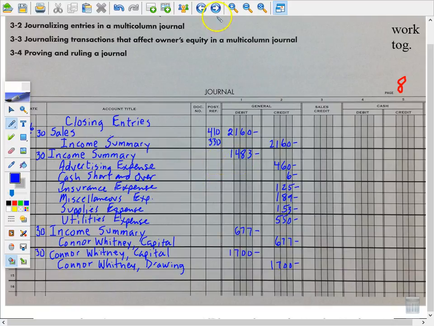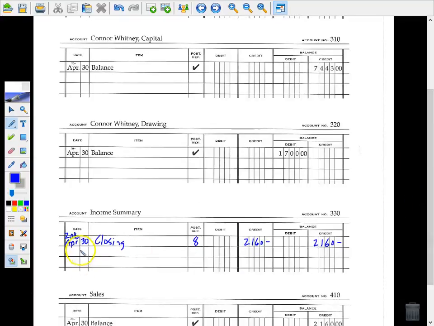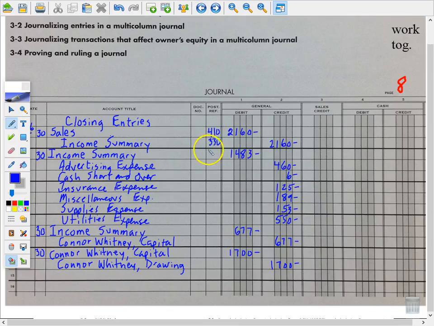Debit income summary for 1483. And that difference should be, I believe it's 677, isn't it? Anybody do that already? Is that net income, 677? Okay. All right. Go back and close the loop. Oh, should be 330.